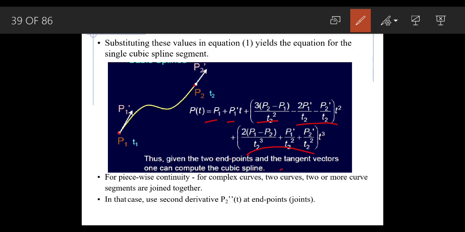For piecewise continuity, suppose we add another curve, a second piece, then for that we find the same. For that we require to find p double dash 2(t). In this way we need to increase the derivation of that particular tangent vector. That is about the cubic spline.